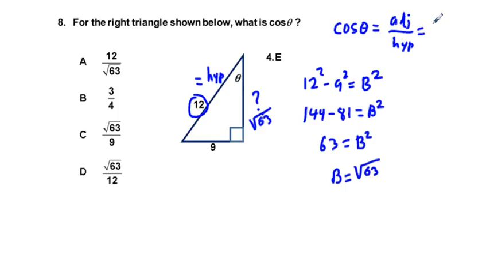And that's going to be square root of 63 over our hypotenuse, which is 12, which is answer choice D. One thing you got to watch out for is that cosine is always going to be less than 1. I mean, a positive cosine will be less than 1. So in this case, C could not be a correct answer. Nor do I believe A could be either.